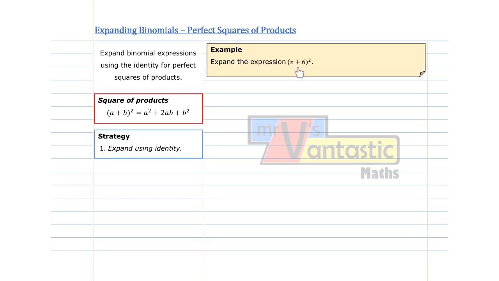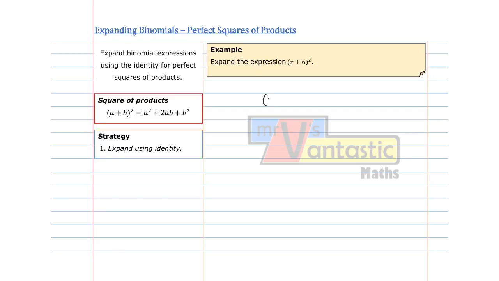When we're doing this, we can use this identity that we have for algebra, which says if we have these two terms that we're adding and we're squaring that bracket, we're going to be left with the first term squared, plus 2 times the two terms, plus the last term squared. So we're going to use that identity to expand this perfect square.